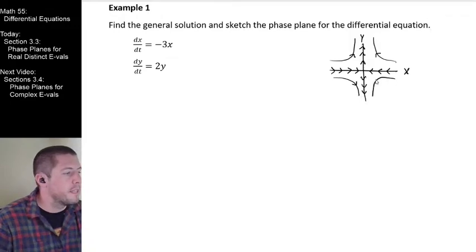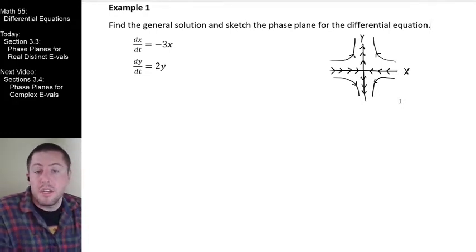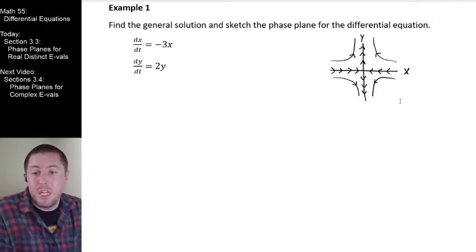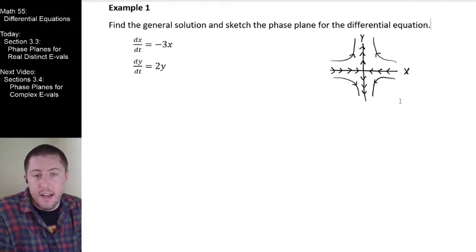Remember that because this is an autonomous system of differential equations, our solution curves are never going to cross one another. So you should also notice in these cases, since we're moving perfectly horizontally and vertically on the x and y axis, that no solution could ever cross the x or y axis. If you ever hit the axis, you're staying exactly on the axis.